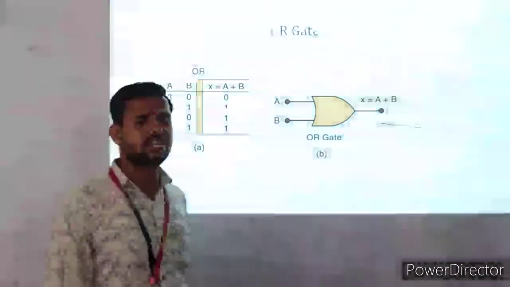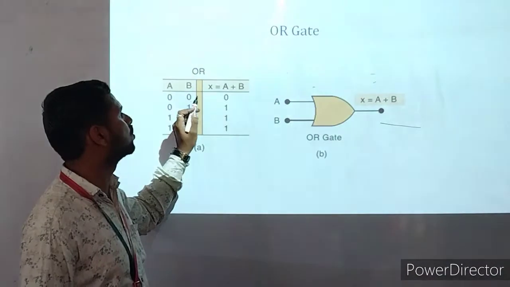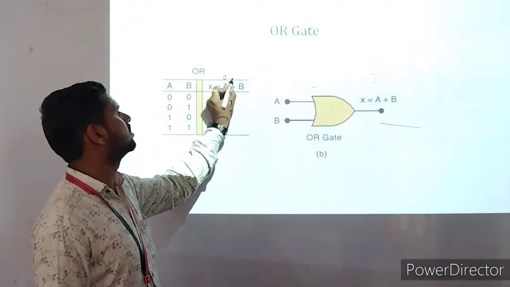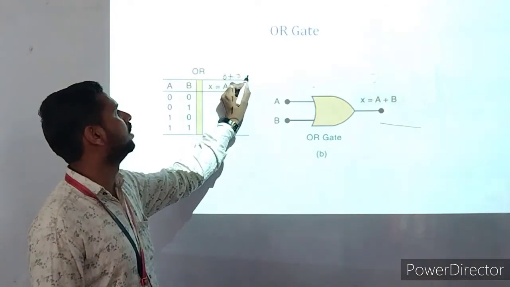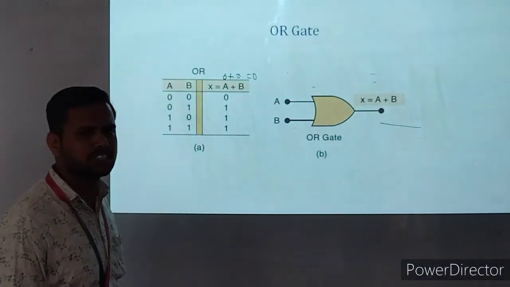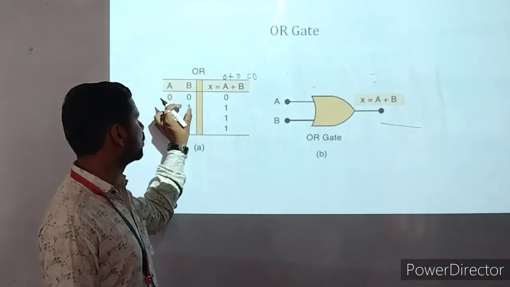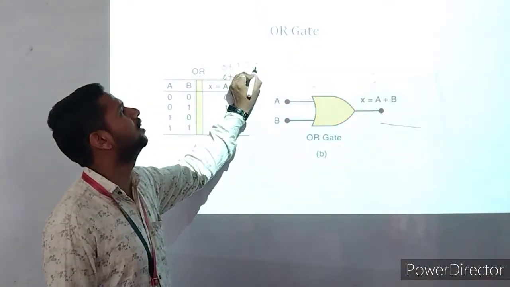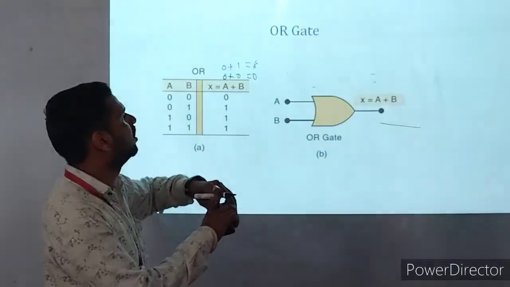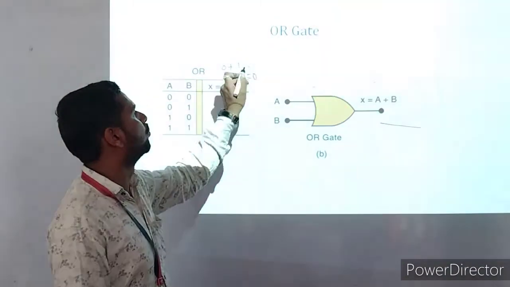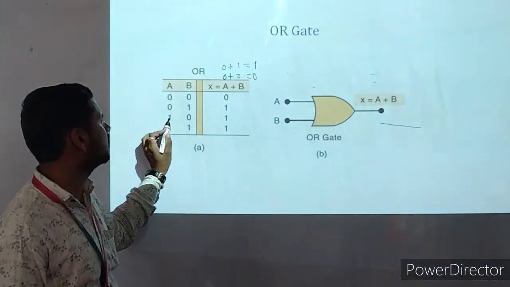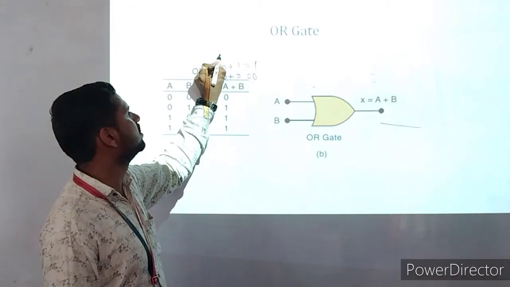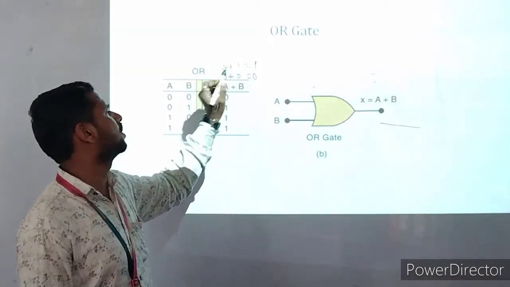The truth table says a is equal to 0, b is equal to 0, at that time the output will be 0. We can put the value x is equal to 0 plus 0, which is equal to 0. Next value is a is equal to 0, b is equal to 1, at that time 0 plus 1 is equal to 1.